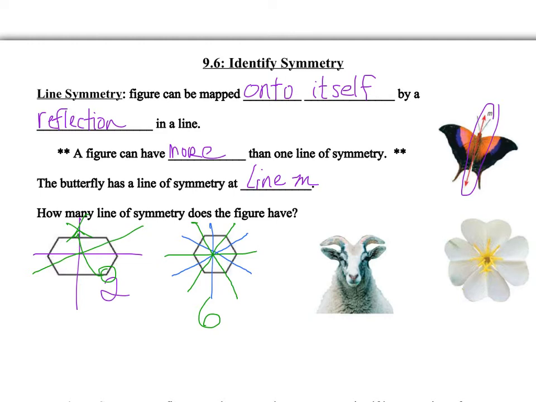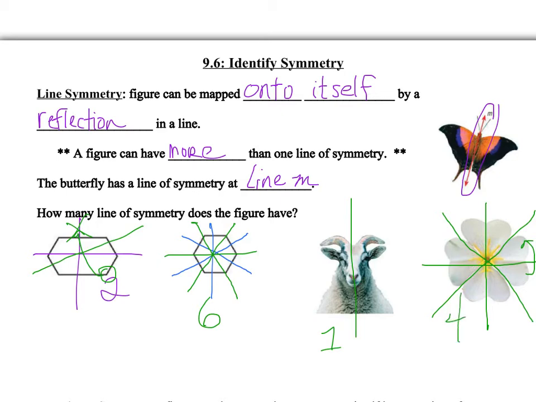For the ram, the only line of symmetry we could have would just be one right down the center. For the flower, you have to be careful, so we could have a couple of them. If you go between the petals, it'd be 1, 2, but then we could draw 3, 4, because the petals themselves could match up on top of each other, so there would be 4 lines of symmetry in that figure.